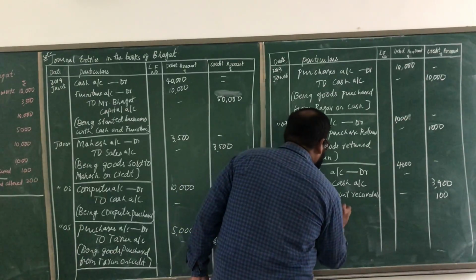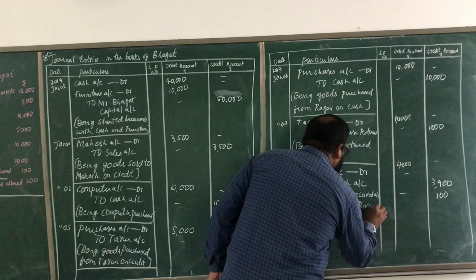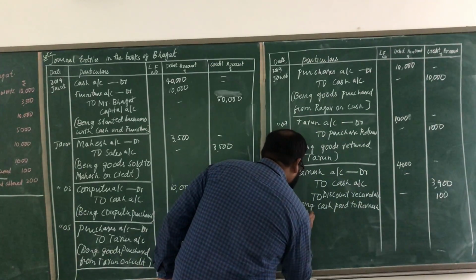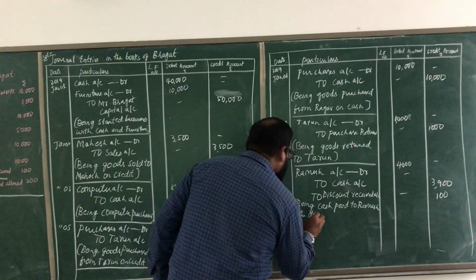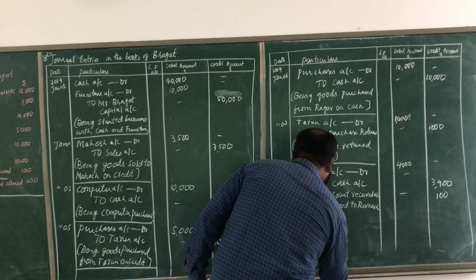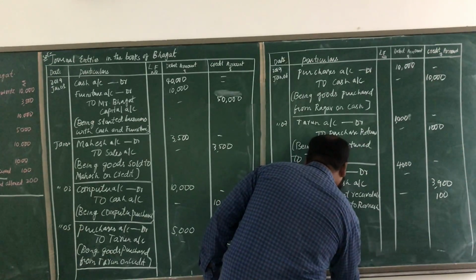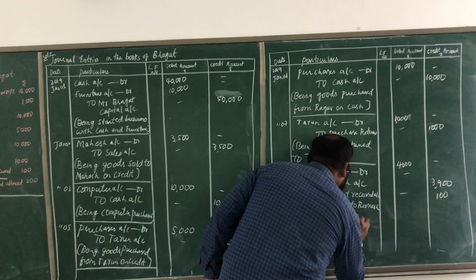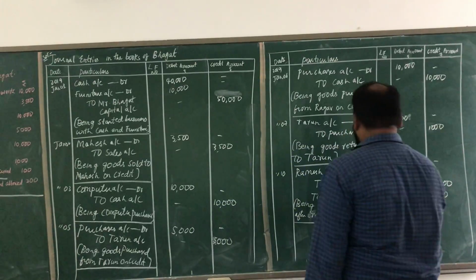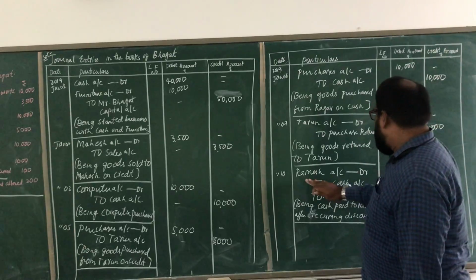Being cash paid to Ramesh after receiving discount. So this is our explanation. We are paying cash to Ramesh after we are receiving discount from him. So this is the complete transaction.